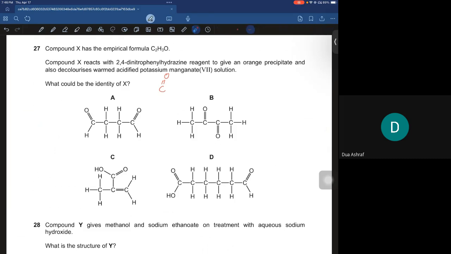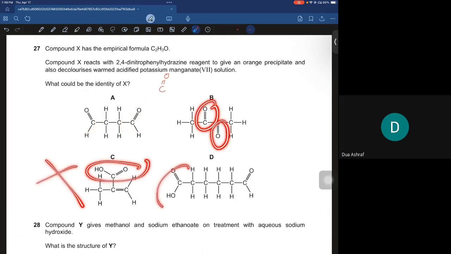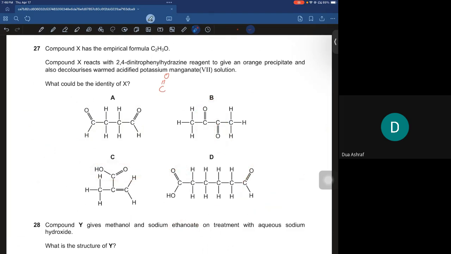So it can give you 2,4-DNPH because this is an aldehyde. This is a ketone, yes. This is a carboxylic acid, no. This is a carboxylic acid, no. This is your aldehyde, yes. So compound X reacts with 2,4-DNPH to give an orange precipitate and also decolorizes warmed acidified potassium manganate. Potassium manganate can oxidize only aldehyde. It cannot oxidize ketone. Remember, it cannot oxidize ketone.